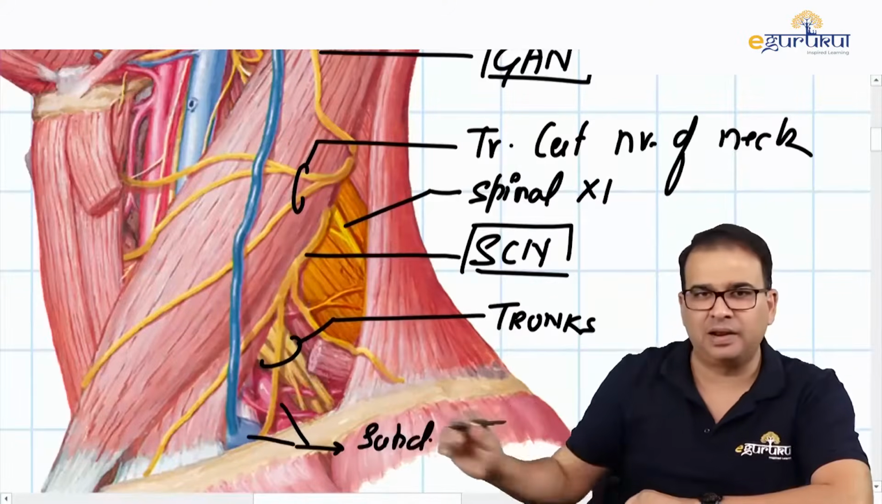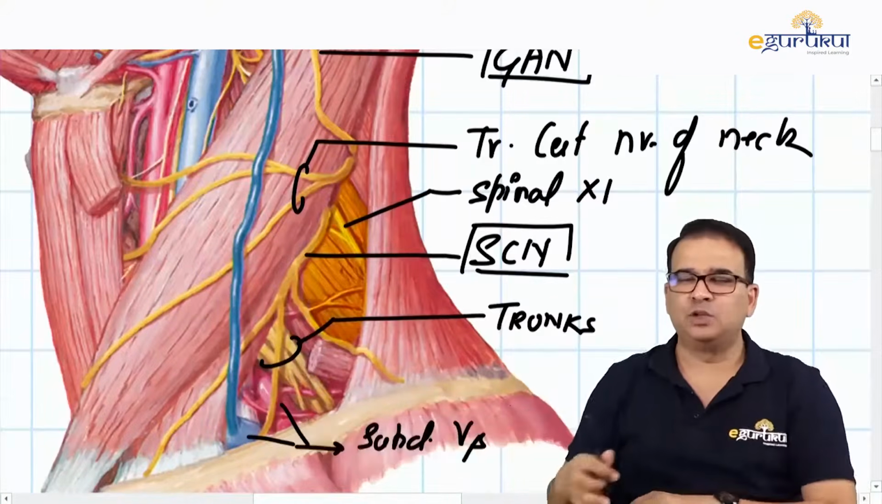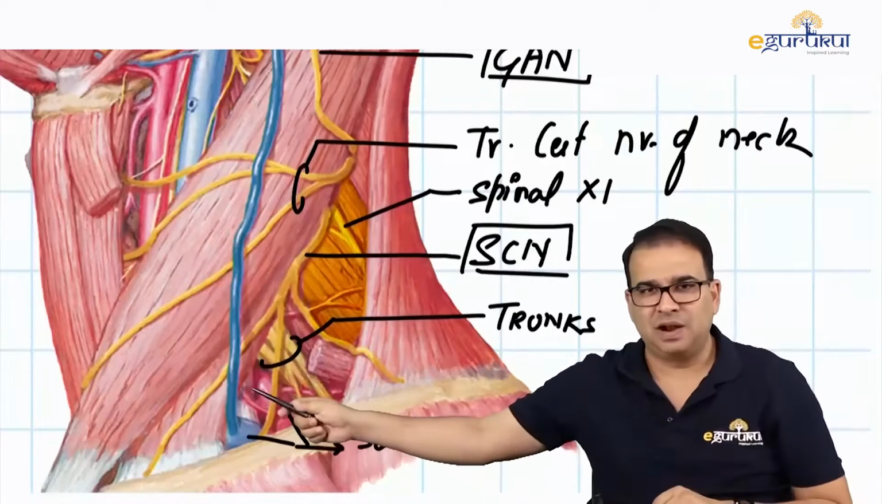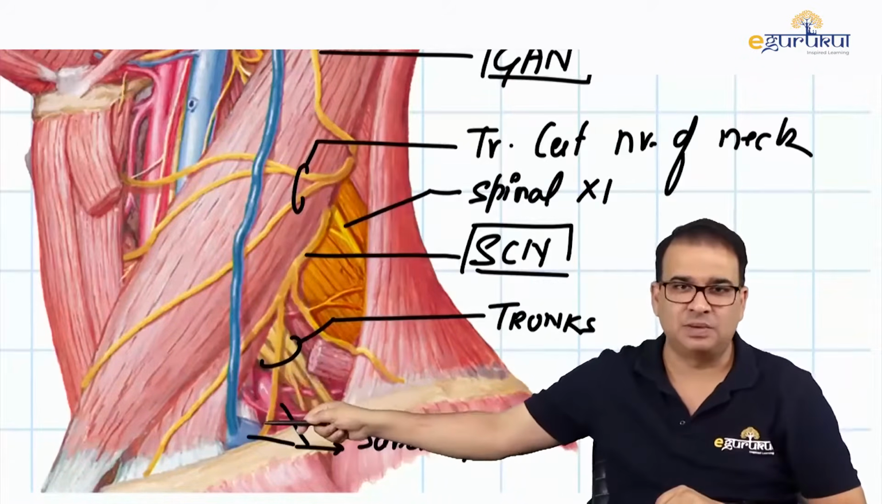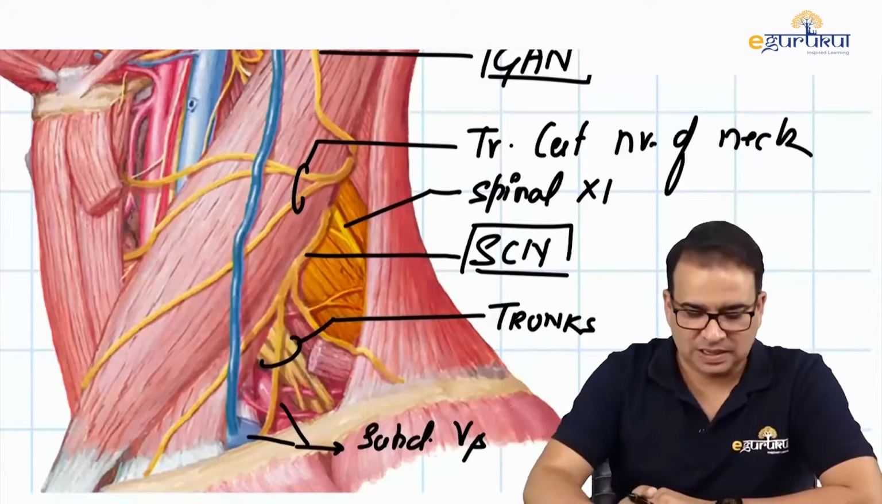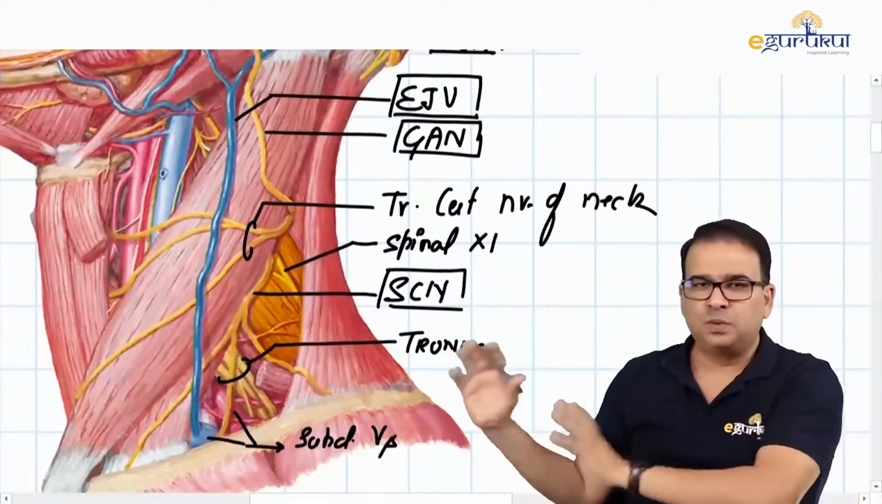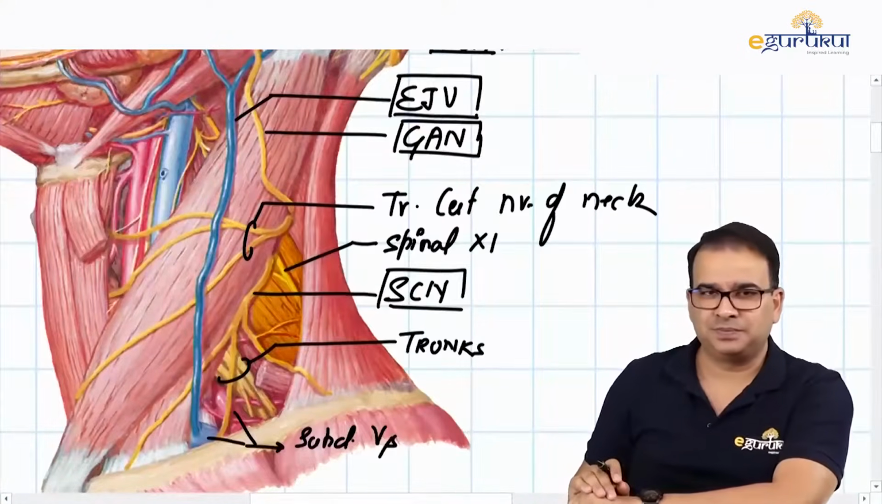Subclavian vessels. Artery is behind, vein is in front. You already know that the subclavian artery is divided by the muscle called scalenus anterior. So that is the subclavian artery which is behind. The subclavian vein is in front of the muscle. Subclavian vessels are to be seen. So most of the contents we can appreciate here in this picture.